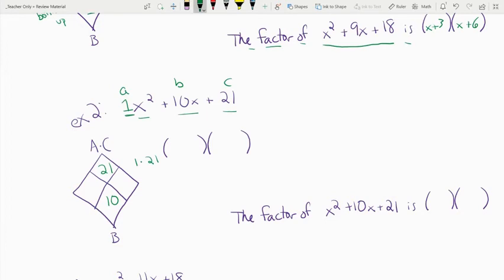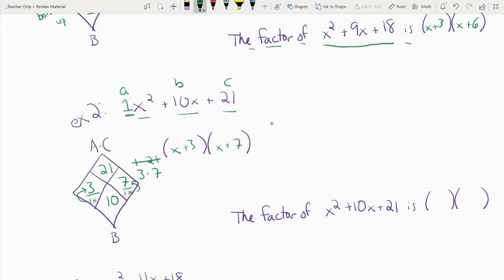I can do 3 times 7. And those are my only options. Now, 1 plus 21 is 22, so that cannot be it. So I know I'm going to have 3 and 7. So now we're going to divide each of those by 1x, bottoms up. So I get x plus 3, x plus 7.